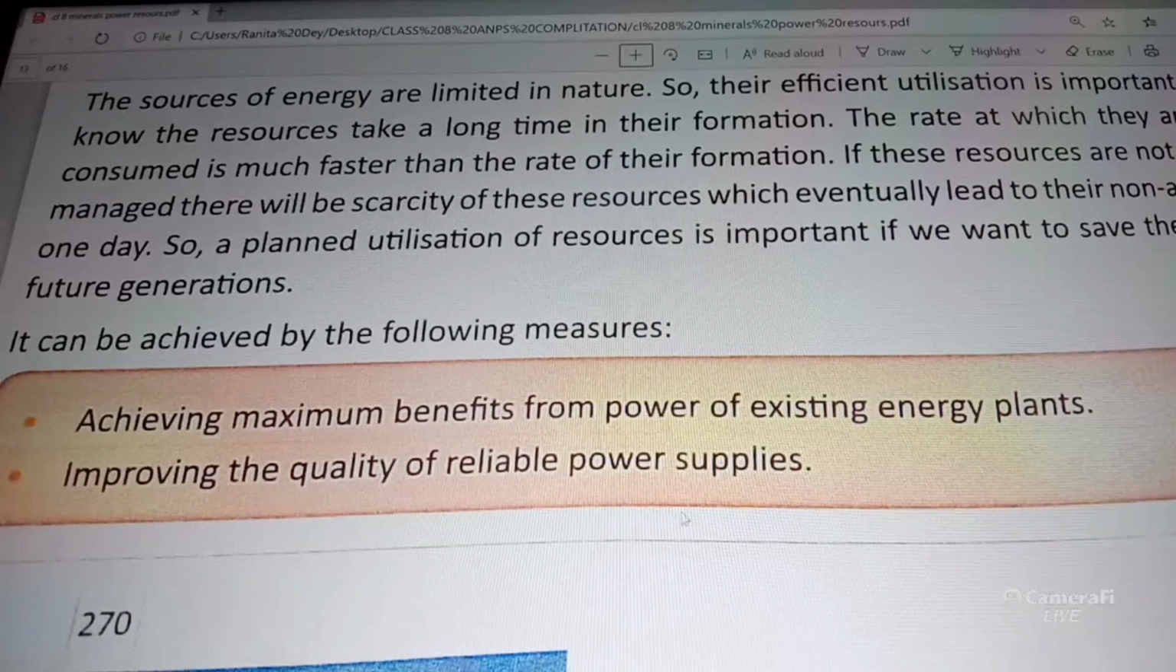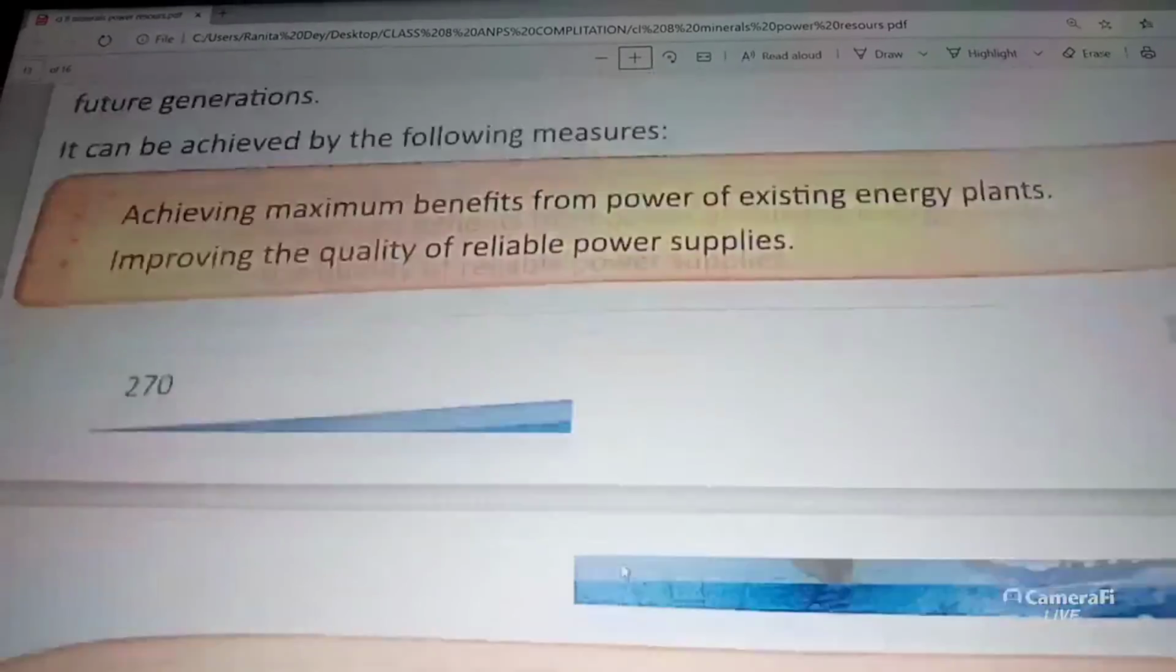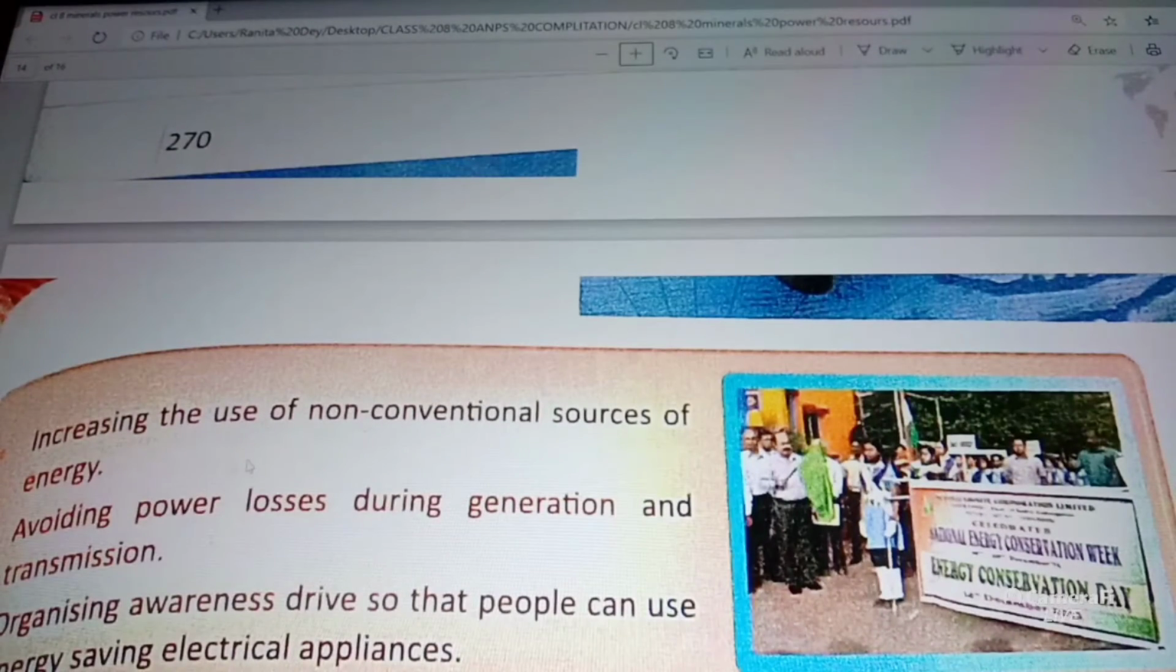Improving the quality of reliable powers. What kinds of reliable powers are we using right now? We have to improve the quality. Now, increasing the use of non-conventional sources of energy.